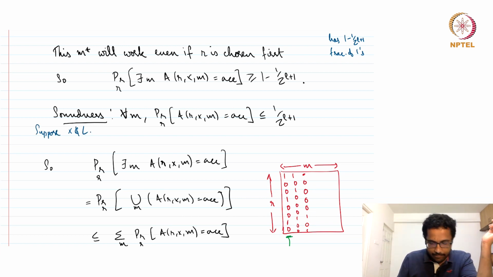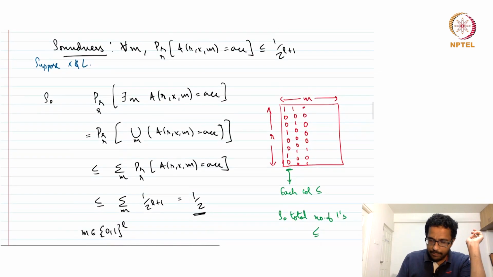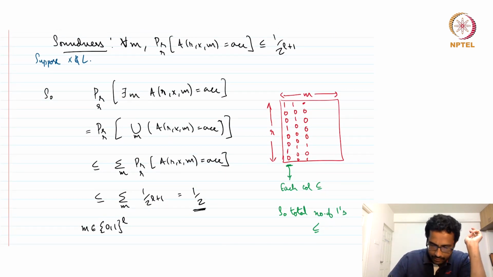Then for all M, the probability that it gets accepted is at most 1 by 2 power L plus 1. So let us see pictorially what this means. We again have the same matrix M and R. Now as you can see, there are more zeros than ones because X is not in L, so the probability of acceptance is at most 1 by 2 power L plus 1.